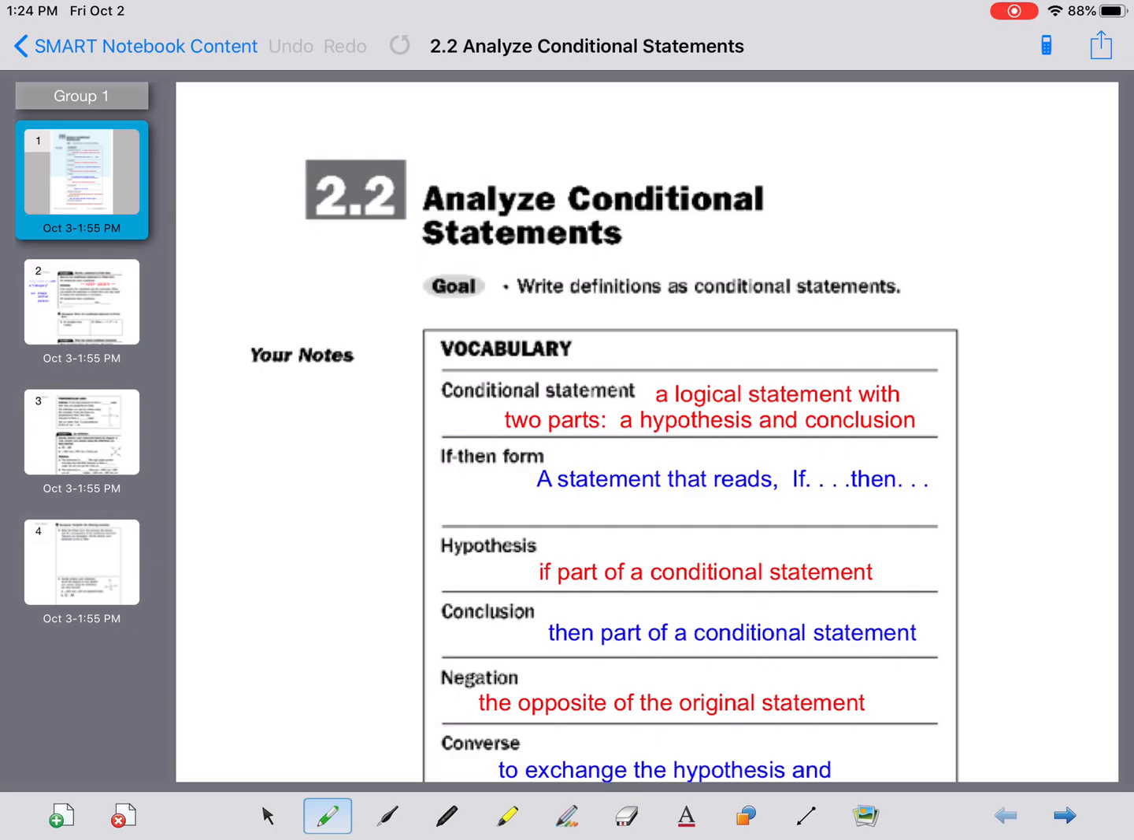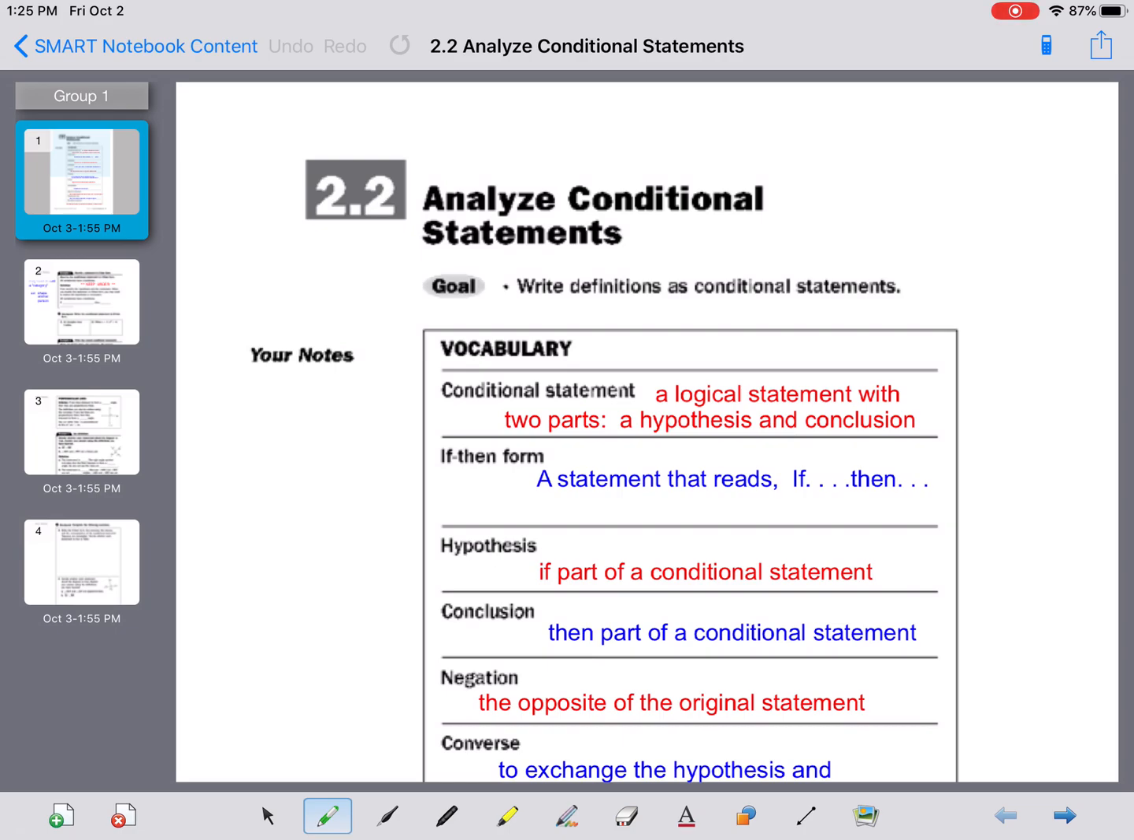I'll go through them. Please stop the video and pause it if you need to copy something down. And remember, you don't have to have everything copied down word for word as long as you understand what it's saying. All right, first one, conditional statements. A logical statement with two parts, a hypothesis and a conclusion, okay?